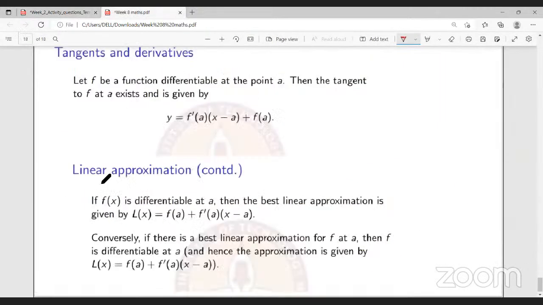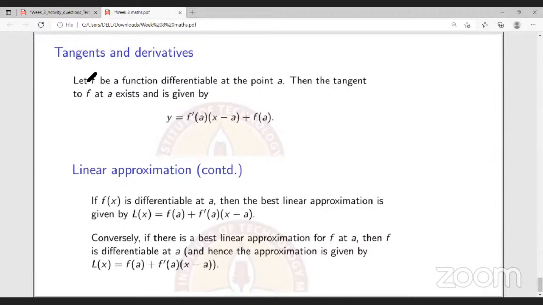One more thing, the last part is tangent and derivative. Let f be any function differentiable at any point a, then the tangent of f exists at that particular point and is given by this expression: y equals f dash of a. So we differentiate that particular function, put the value x equals a, then multiply by x minus a, and then add f of a. So it will give the equation of the tangent.